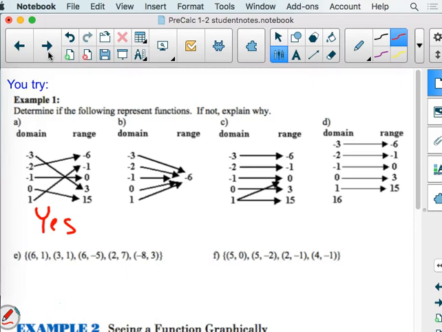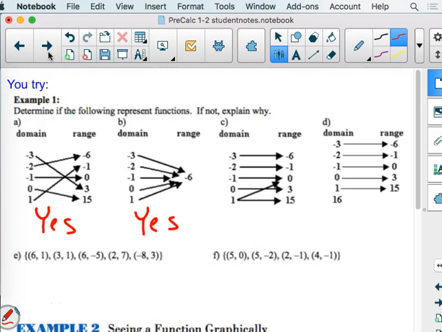I look at B. That's concerning. What on earth is going on there? Well, all of these numbers are different. If you put a negative 3 in, you get a negative 6. That is just one number. If you put a negative 2 in, you get a negative 6. It's just one number. So even though this definitely has that look of, boy, I better take a second look at that, that is a function. It's still a function.